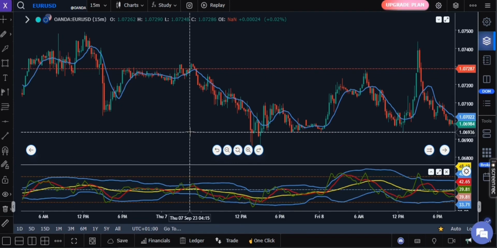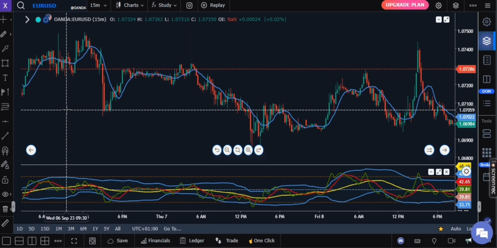So yeah, I'm on the Euro USD on the 15 minutes time frame. Before I go into details about this strategy, let me explain what I have on my screen here. On our main chart, I have the 10 simple moving average. You understand? So it's just the 10 moving average, simple.